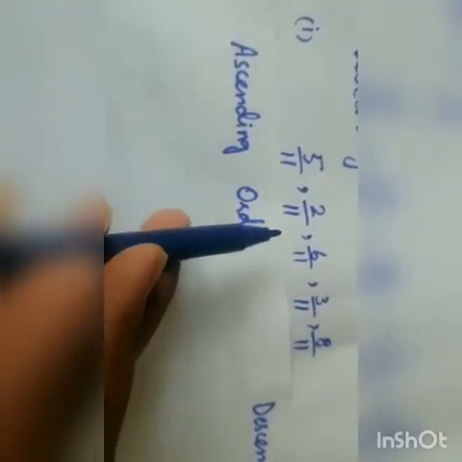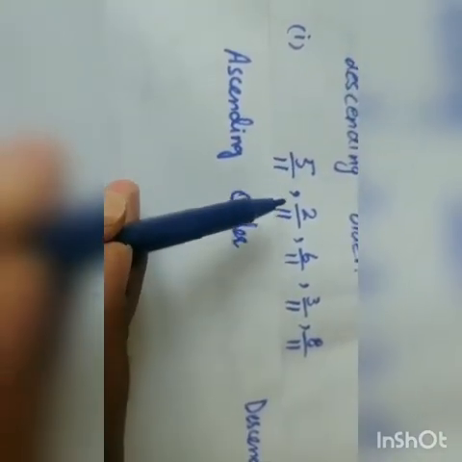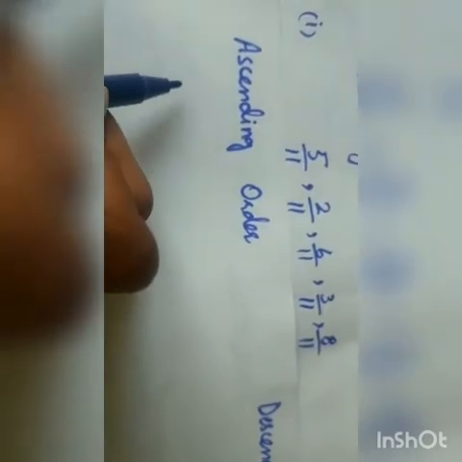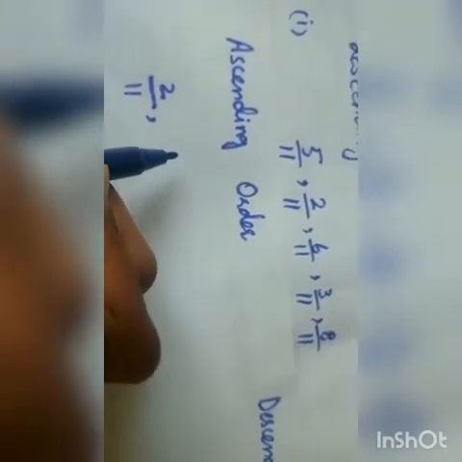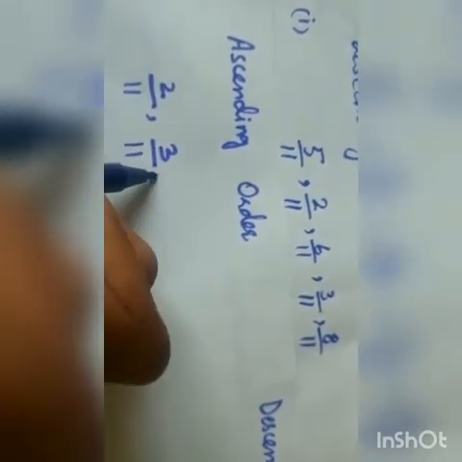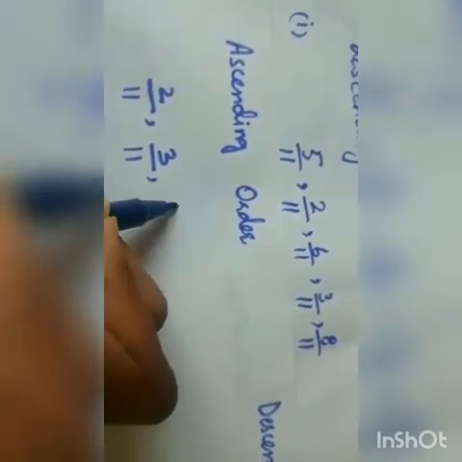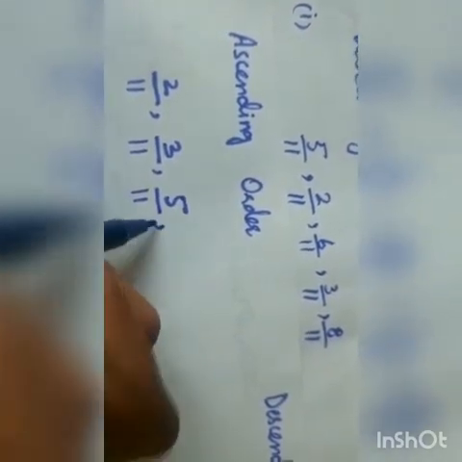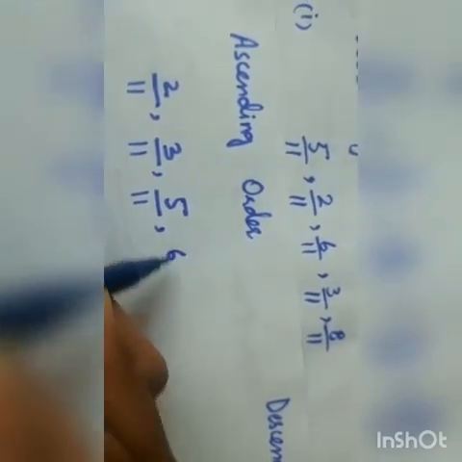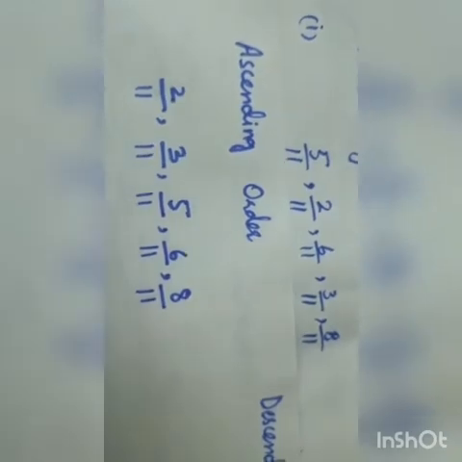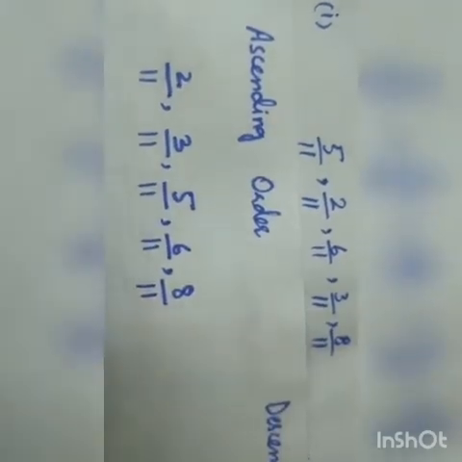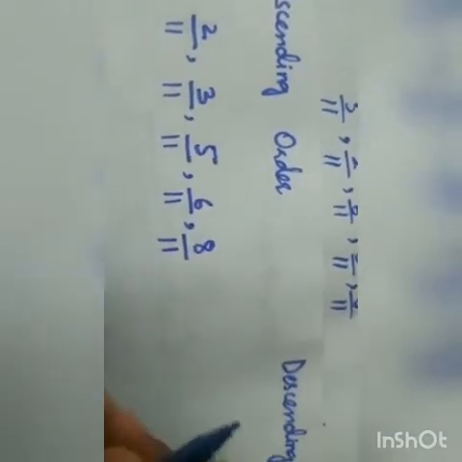It means that the smallest value will come first in ascending order, 2 by 11. Then we will write 3 by 11. After that we will write 5 by 11. And after that we will write 6 by 11. Then 8 by 11. Alright, this is the ascending order. Now come to the descending order.